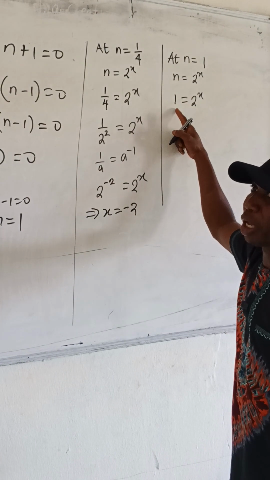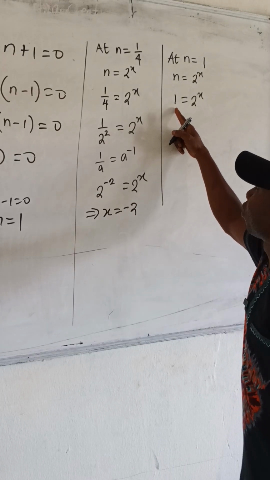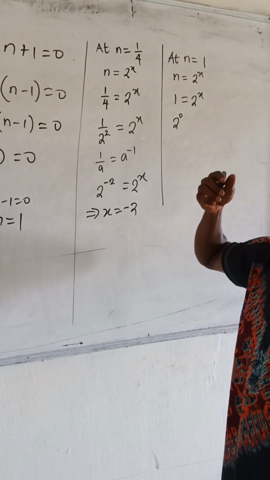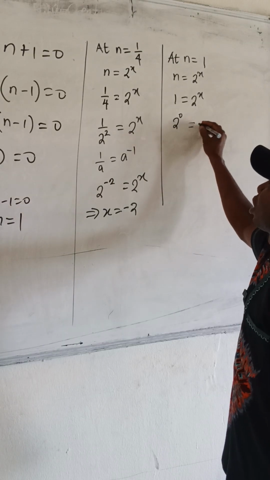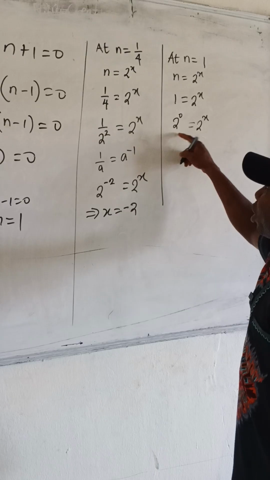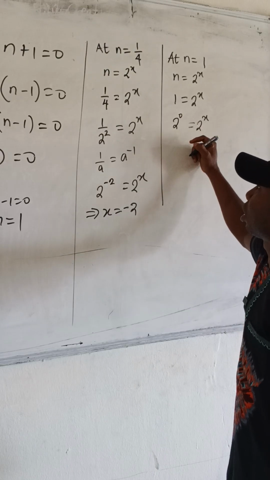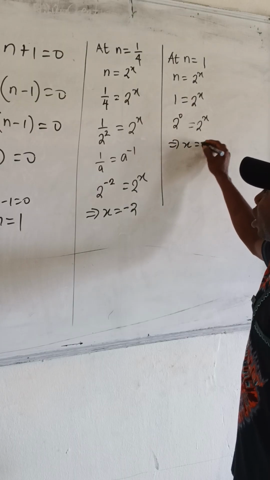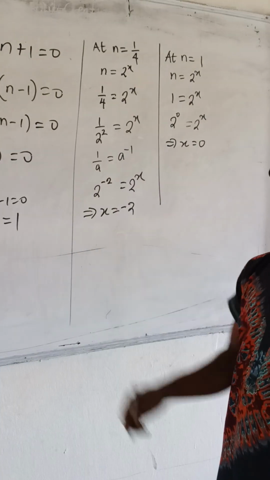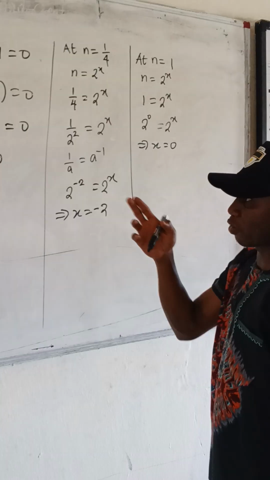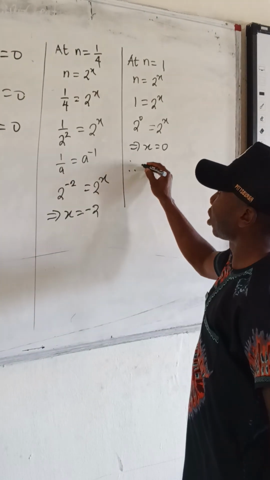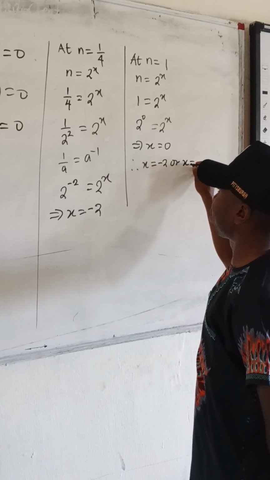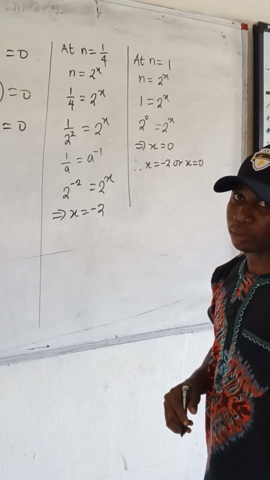But 1 can also be expressed as a power of 2, that is 2 raised to the power of 0. We know anything raised to the power of 0 is 1. So that is equal to 2 raised to the power of x. Bases are the same, 2 and 2, so we equate the powers. That means our x is equal to 0. So the two values that will satisfy that equation are x equal to minus 2 or x equal to 0.